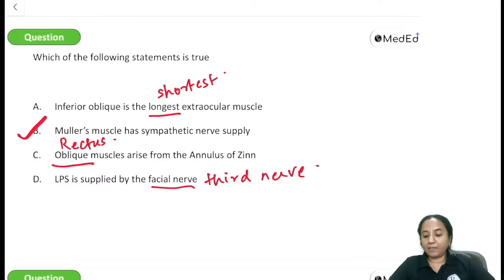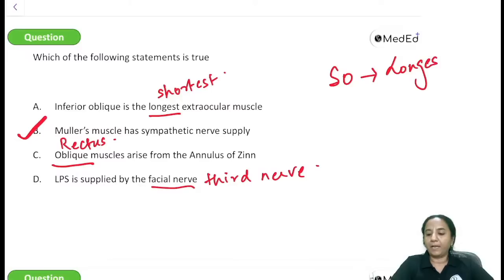So inferior oblique is not the longest extraocular muscle. It is the SO. The superior oblique is the longest extraocular muscle. Inferior oblique is the shortest of the extraocular muscles. The rectus muscles arise from the tendinous ring at the apex of the orbit, which is your annulus of Zinn. LPS is supplied by the oculomotor, that is the third nerve. So all these are wrong. So Muller's muscle has sympathetic supply. This is correct. And that's why Muller's muscle is affected in Horner syndrome, that is oculosympathetic palsy. Okay?